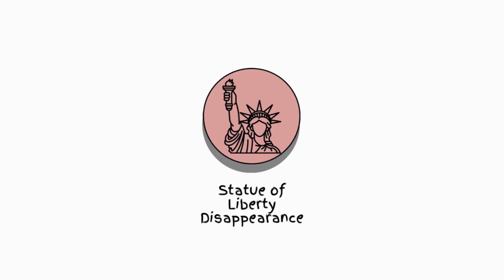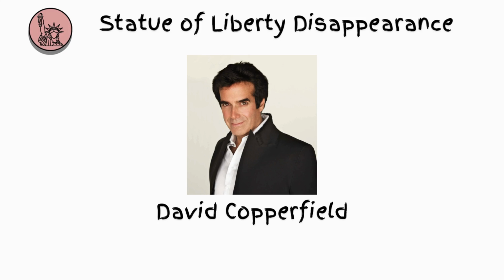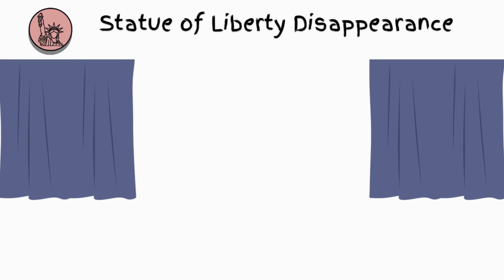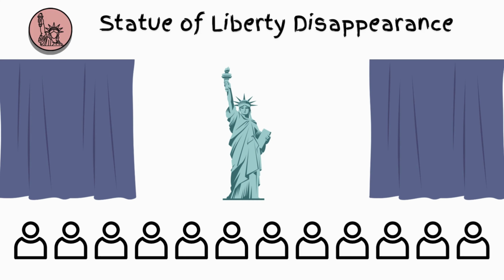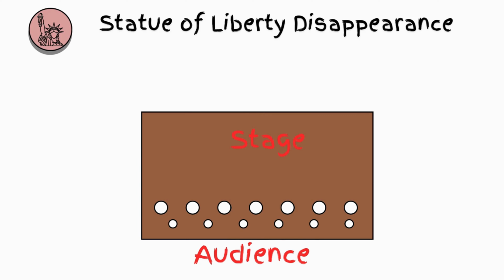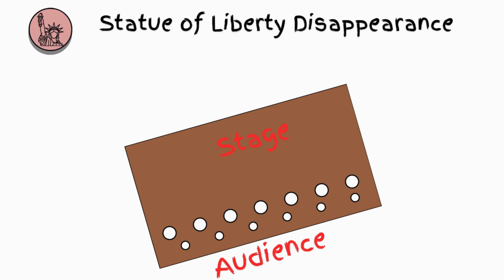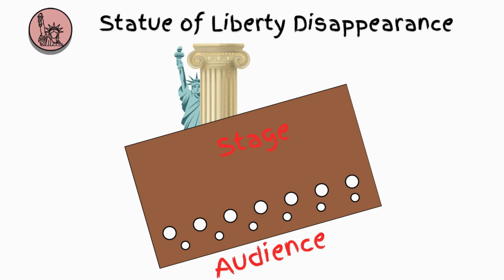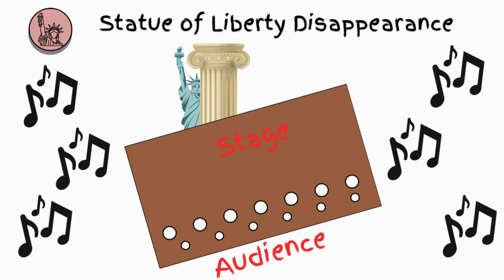Statue of Liberty Disappearance. In this legendary illusion, Copperfield placed a curtain between the audience and the Statue of Liberty, making it seem to vanish completely. The trick involved slightly rotating the platform on which the audience was seated so that the statue ended up hidden behind one of the pillars. To mask the stage's subtle movement, loud bass music was used to cover up any vibrations.